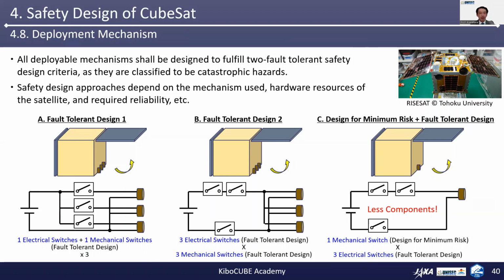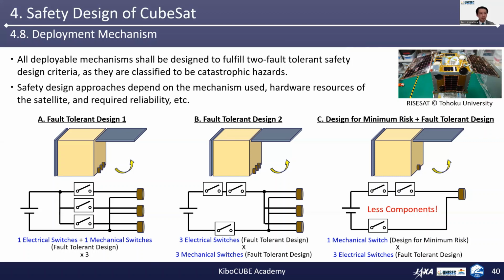The figure below illustrates 3 examples of safety design implementation. Let's take a look at them one by one. The first example, design A, is based on the 3 deployment mechanisms and corresponding electrical switches. The deployable panel deploys only when all these 3 switches function properly, and hence it can be regarded as a double fault-tolerant design. So this design belongs to the category of fault-tolerant design.